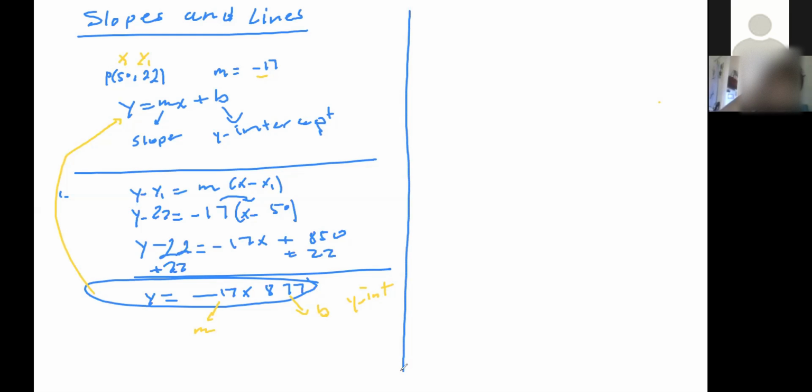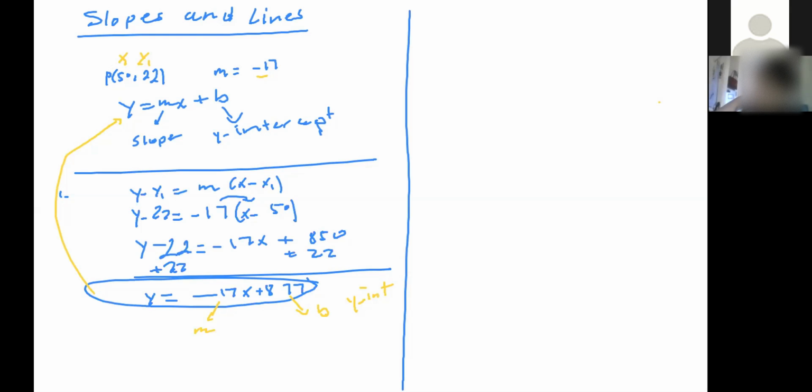So it looks like that, but it looks like this form, right? Missing a plus here. Plus b. So this is b, and this is the m, negative 17, which was given. We didn't have to find it. It was here.